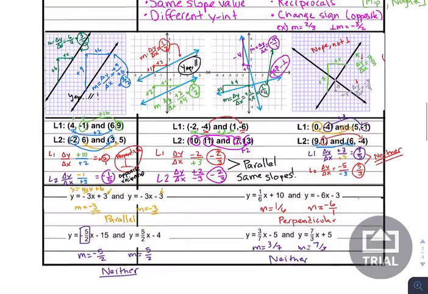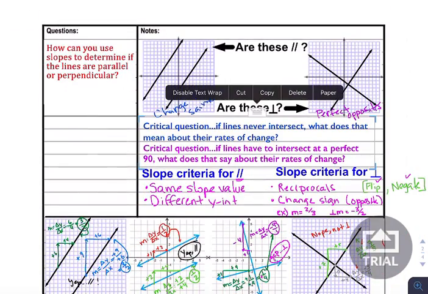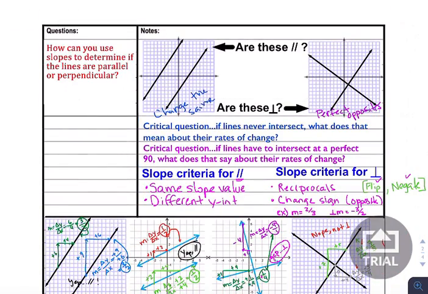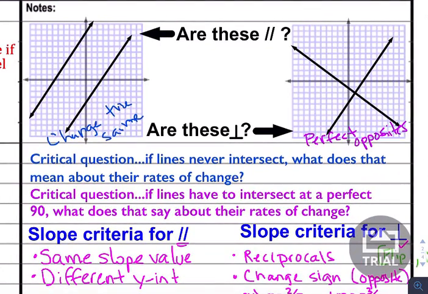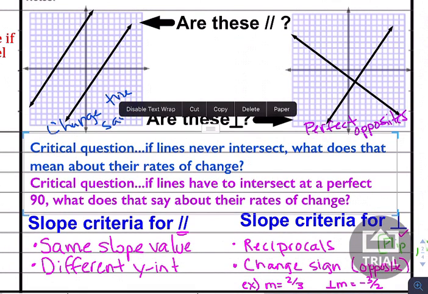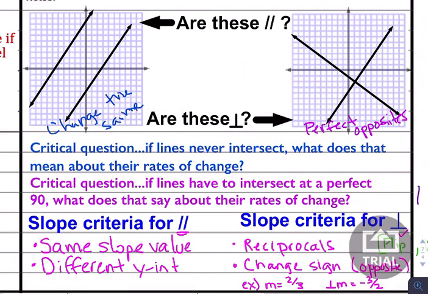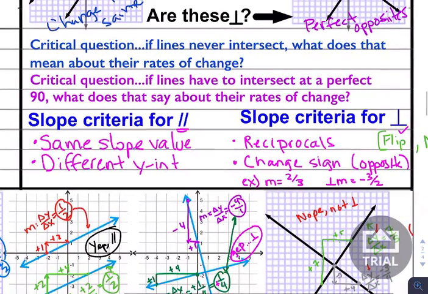Okay. So that was a kind of long notes. I'm sorry about that, but this is probably one of the more complicated sections. So just a quick recap. You can't tell things are parallel and perpendicular just by looking, but you can acknowledge that if you find the slopes and you evaluate the right criteria, you can tell the two lines are parallel or perpendicular.